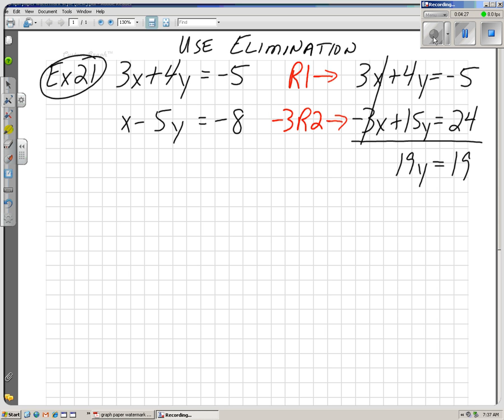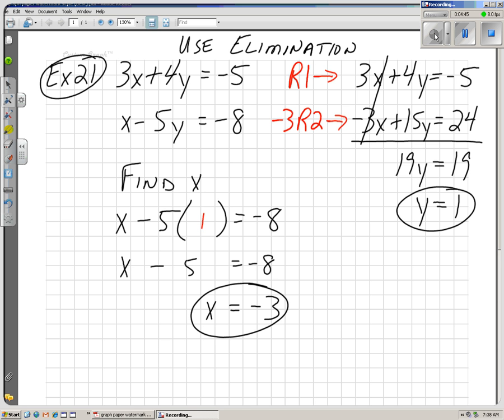I add my equations together, get 19y equals 19, which means that y must be 1. So I found my y coordinate. Now I just got to find x, and I can use either equation. So let's use our new y, and let's substitute it into one of those equations and find out what x is. I'm going to use the second equation. And I found my x of -3, so the last thing to do is just write the ordered pair where the two lines cross. So these two lines cross at the point -3, 1.